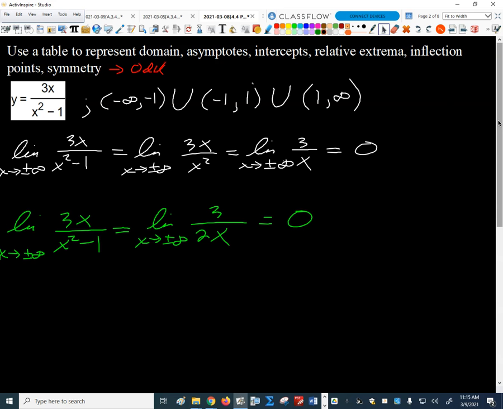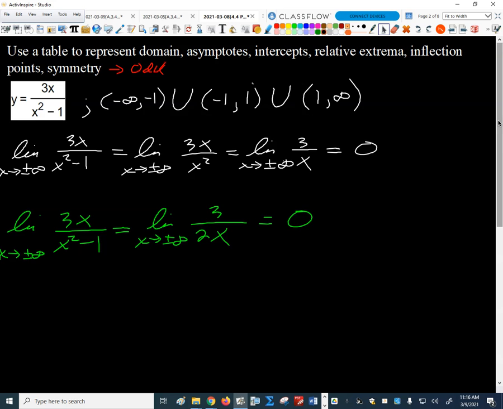So what about this one? So we know that the domain, we have to exclude the values -1 and 1, right? We already did that. We know this is an odd function because the top is odd and the bottom is even, right? Or you can just do the test for symmetry and you'll prove to yourself that it's odd.